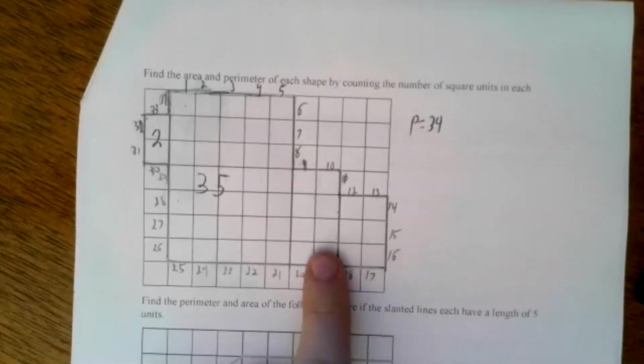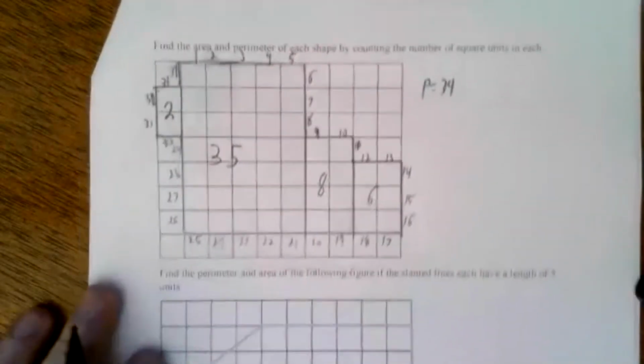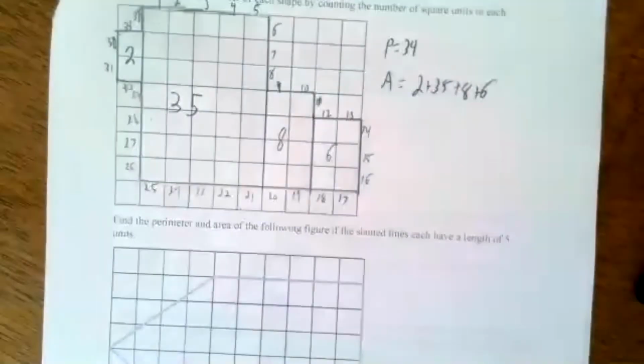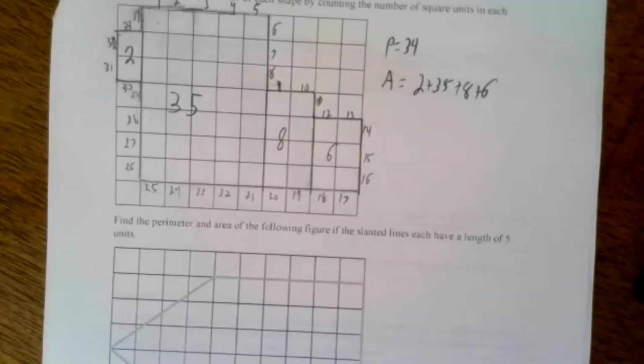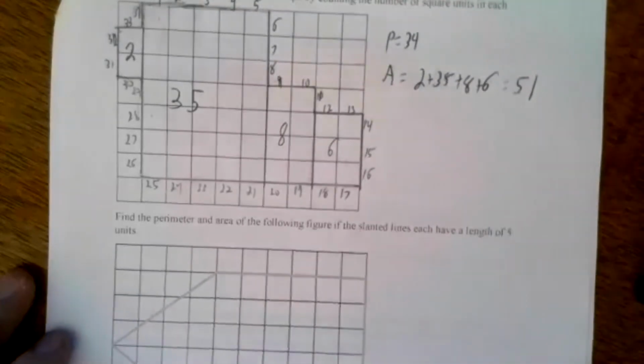Yep. And then we can do the same thing for this one. So we have 2 times 4, which is 8. And then 2 times 3, which is 6, right? So my area is just adding all those numbers together. So 2 plus 35 plus 8 plus 6, right? So my area here should be 51. So my area is 51. Okay. All right. So we found our area, we found our perimeter, so that's good.